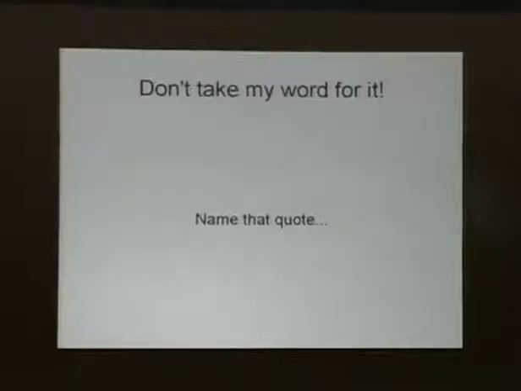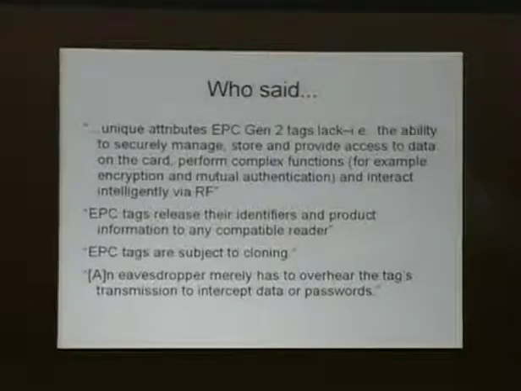Who said, "Unique attributes that EPC Gen 2 tags lack, such as the ability to securely manage, store, and provide access to data on the card, perform complex functions such as encryption and mutual authentication, and interact intelligently via RF." In the same document, EPC tags release their identifiers and product codes to any compatible reader. EPC tags are subject to cloning. An eavesdropper merely has to overhear the tag's transmission to intercept data or passwords. Who said that? Any guesses?